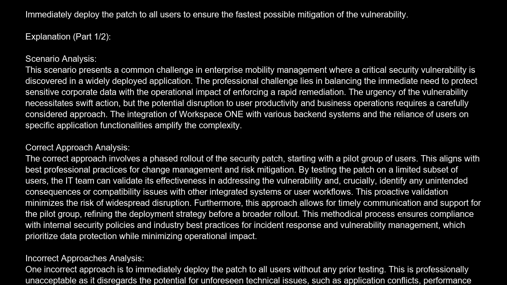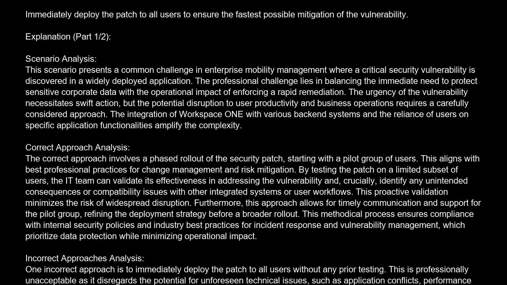The professional challenge lies in balancing the immediate need to protect sensitive corporate data with the operational impact of enforcing a rapid remediation. The urgency of the vulnerability necessitates swift action, but the potential disruption to user productivity and business operations requires a carefully considered approach.